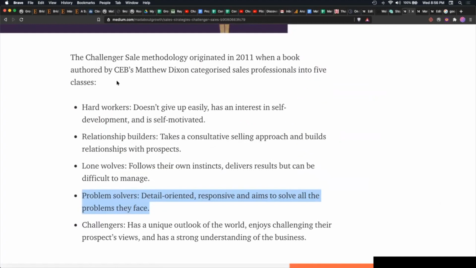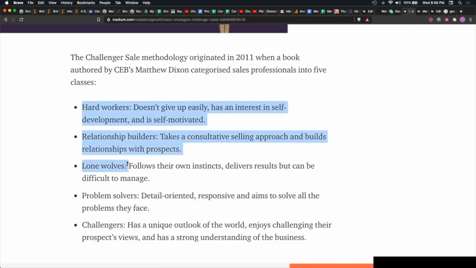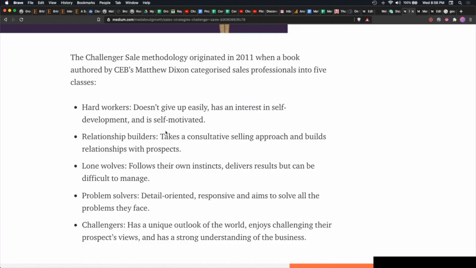Now this comes from the book The Challenger Sale by Matthew Dixon. There are 5 classes of sales professionals: hard workers, relationship builders, lone wolves, problem solvers, and challengers. Hard workers are the kind of people who will always WhatsApp you saying, sir, you said you'll take this policy, have you taken it? If you need any help, good morning, good evening, and so on. So they're always self-motivated, relentless, basically.